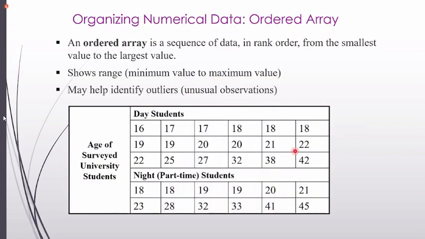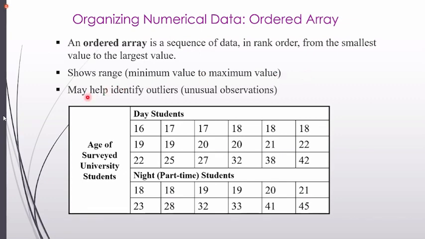What is an ordered array? We are simply arranging the data in the order of magnitude, from the smallest to largest or from the largest to smallest. That is called an ordered array. An ordered array is a sequence of data in ranking order from the smallest to the largest value. So when we are ordering this data, we can easily identify the range. Range means the minimum value to the maximum value. What is the minimum value and what is the maximum value? From which value to which value, we can find out, right?